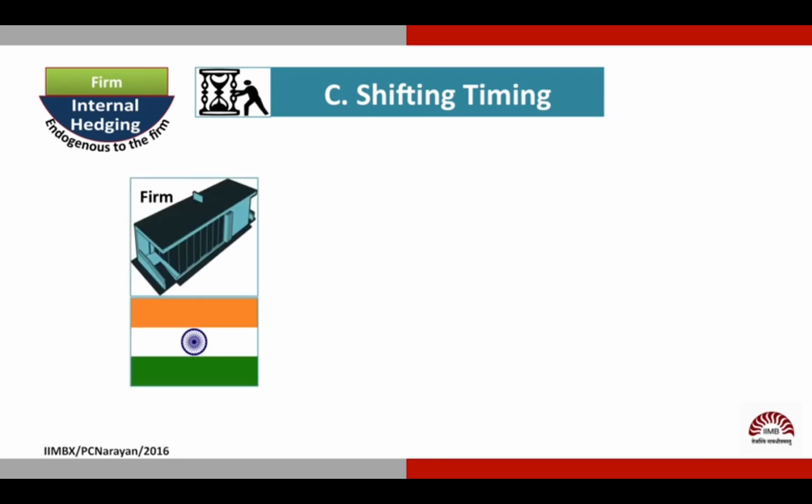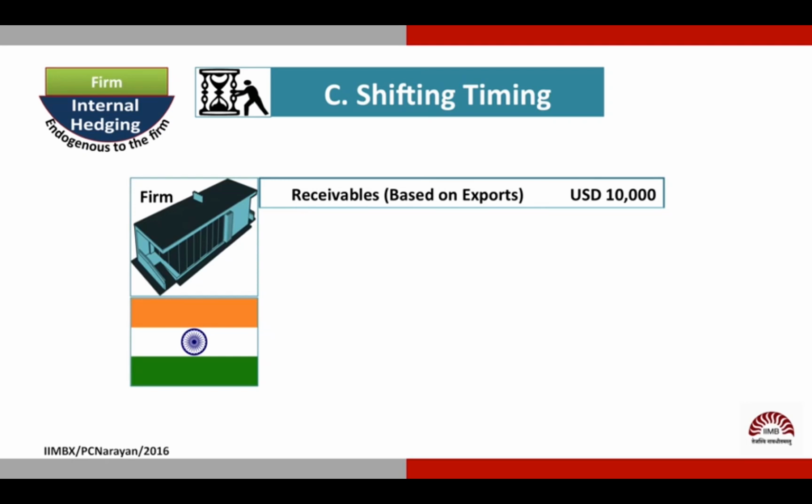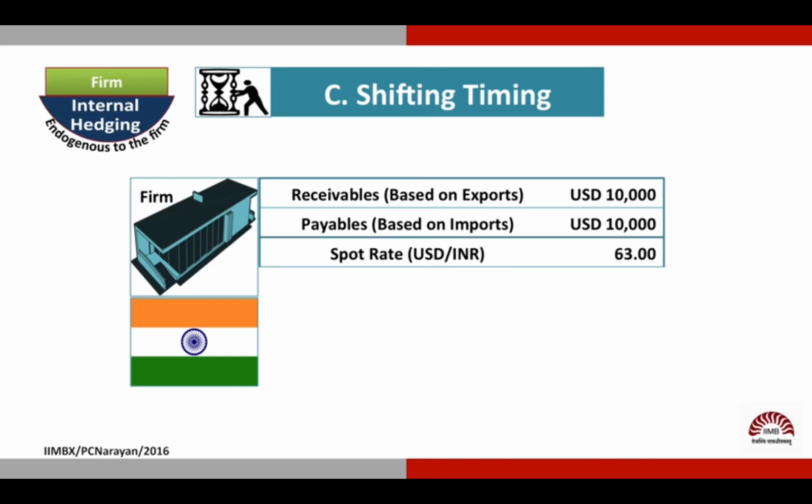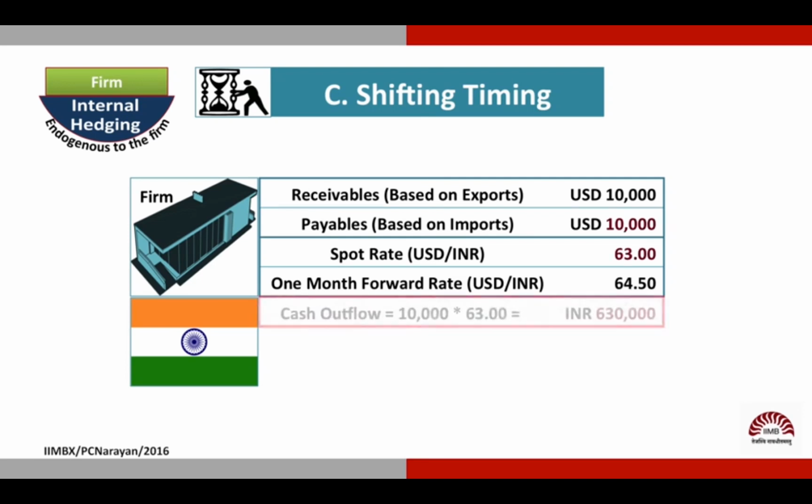Let's say a firm in India has receivables based on exports of US dollars 10,000 and payables on account of imports also of 10,000 US dollars. Both are due 1 month hence. If the spot rate is quoting at USD INR 63 and the 1 month forward rate is quoting at 64.50, the firm will do well to honor its payables, which is due 1 month hence, right away, so that the cash outflow is only 63 into 10,000, which is 630,000.